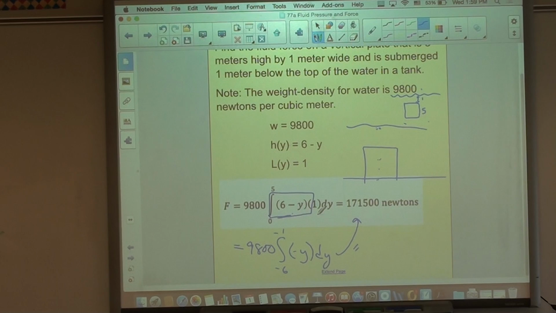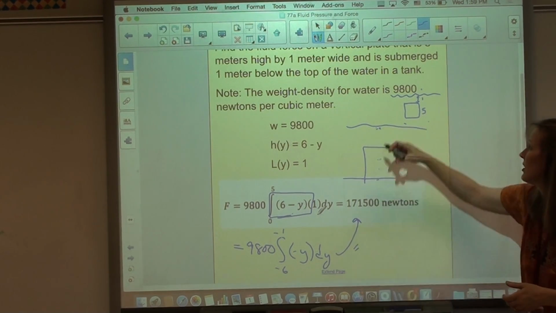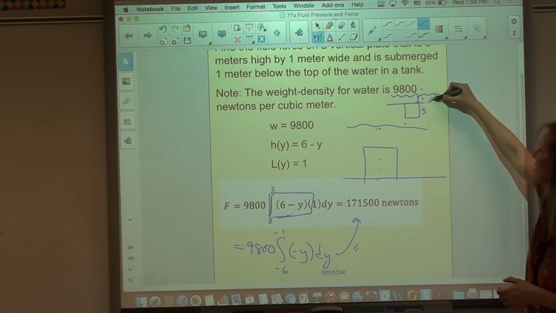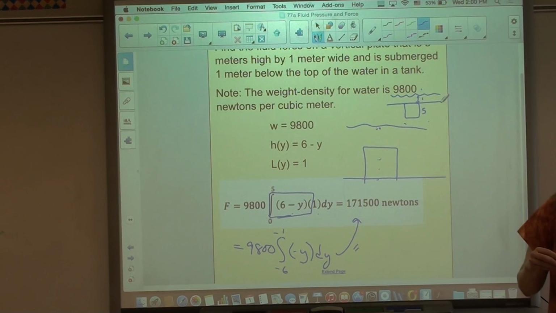If you set your x-axis here at the top of the tank, right? Top of the plate, sorry. Then your depth would be 1 minus y.